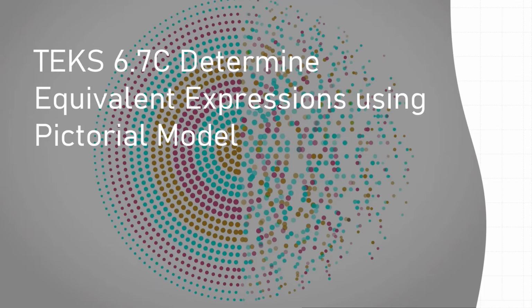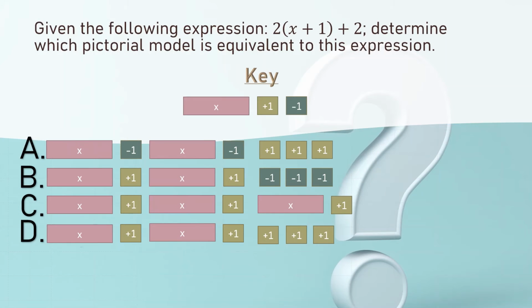Today we will be covering TEKS 6.7C, determine equivalent expressions using pictorial models. The question of the day is, given the following expression, 2(x + 1) + 2, determine which pictorial model is equivalent to this expression.